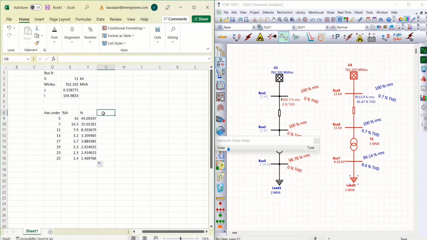Then I want to find out the impedance value for different orders. It is quite simple. Multiply the impedance value with the corresponding order. So this is for the 5th. Similarly, you can calculate up to the 25th. So I want to freeze this number also, Z, that is E4, so that it remains the same for the rest of the orders.